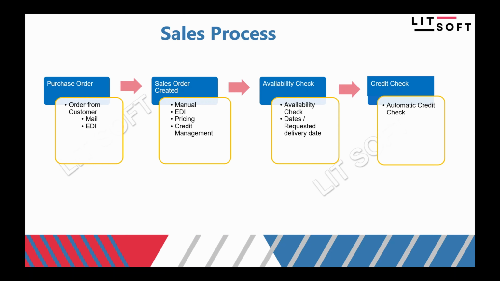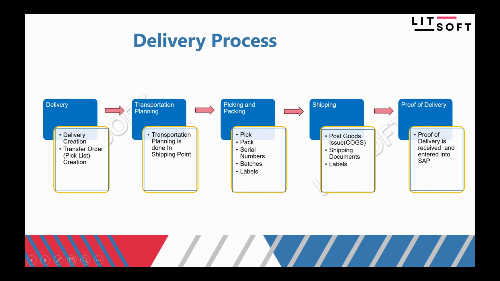Within the sales order itself, almost 50 percent of your overall sales and distribution is dealt with. This is the most important area. Once your sales order is decided and the overall data is ready, it will be ready for delivery.